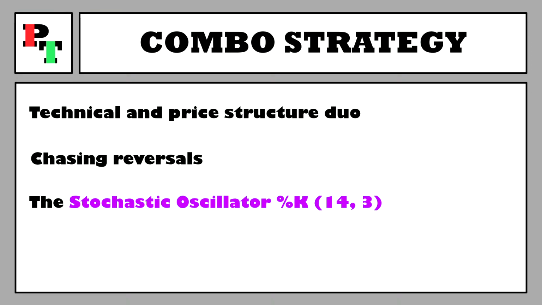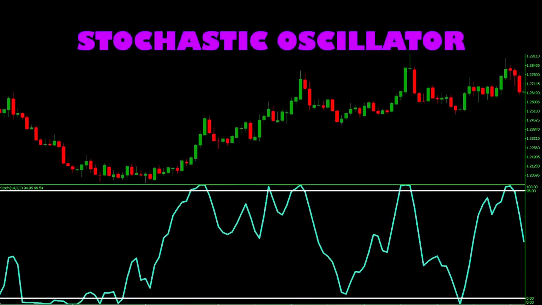There's usually two lines to the stochastic oscillator, the percentage K line and the percentage D line. We're going to be using just the percentage K line, and we'll be using it with the default 14 period input for the look back frame and with a slowing input of 3. Here's what the percentage K line of the stochastic oscillator looks like on a price chart.